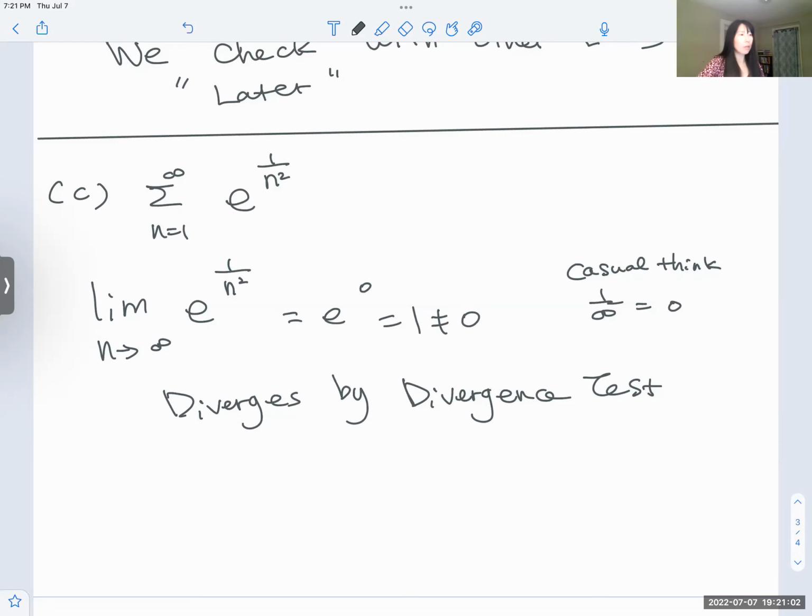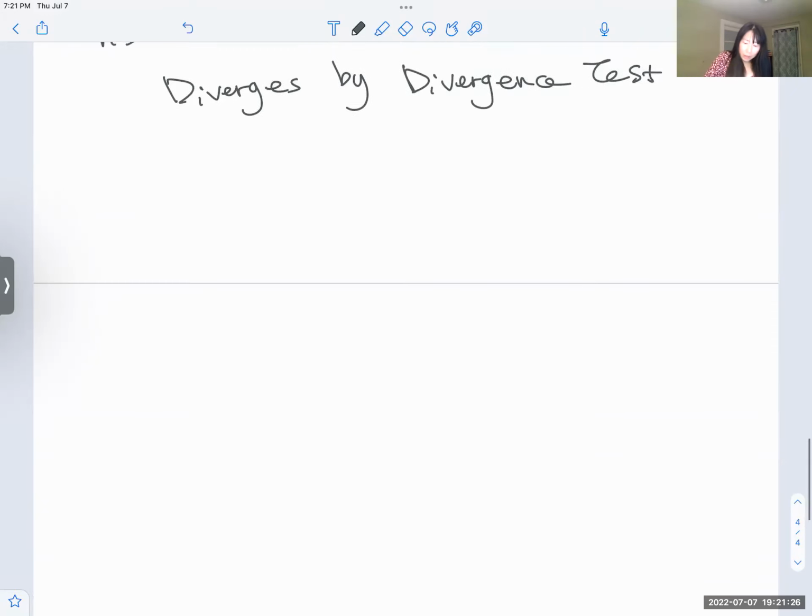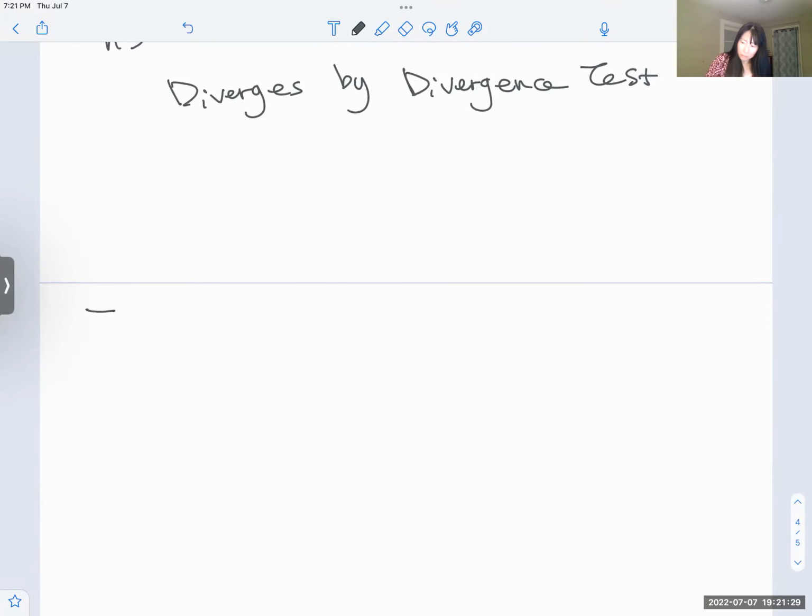Okay, now let us do the integral test. The integral test is easy because we had experience with the improper integral. So let us do this one. Theorem: integral test.